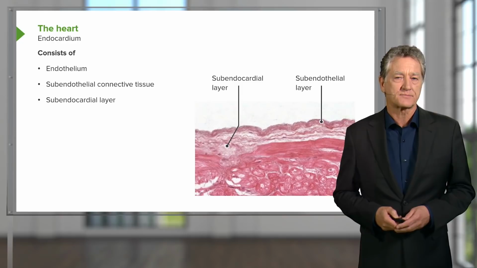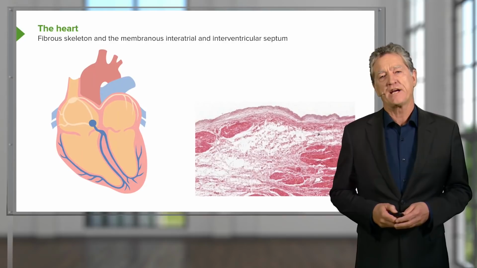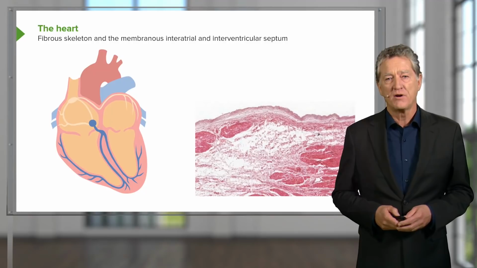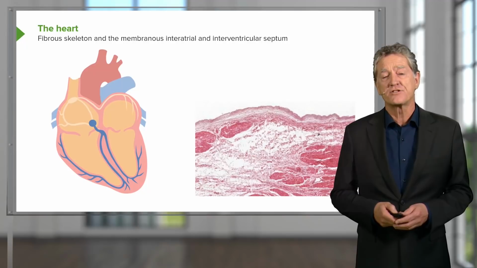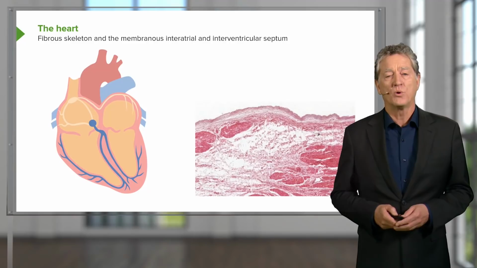Well, one of the things you can't really appreciate when you look at histological sections of the heart is that it actually does have a very strong fibrous skeleton. That fibrous skeleton, very dense connective tissue, dense collagen, is the insertion point for all the cardiac muscle. So it's a very important component.